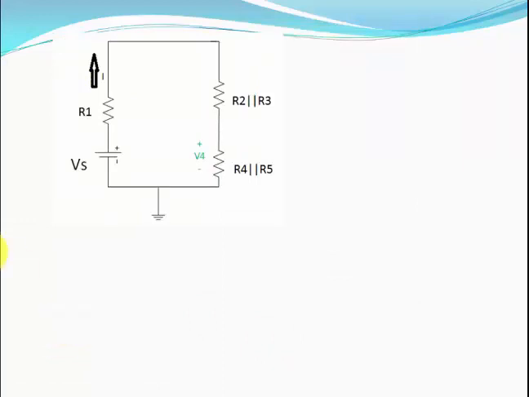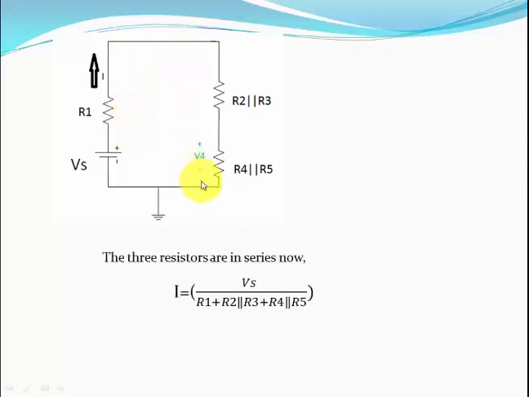Another question is, what is the current I? You know the total voltage is Vs. The total resistance is the sum of those three. So the total current will be based on Ohm's law: total voltage divided by the total resistance. So here's the answer. This is the end of this section.